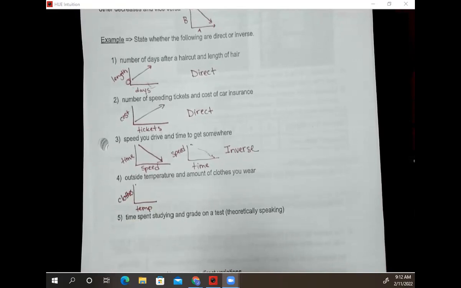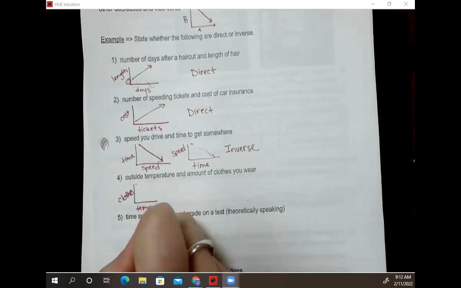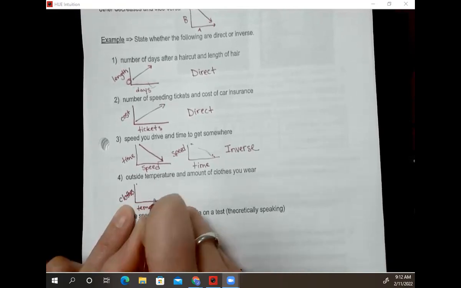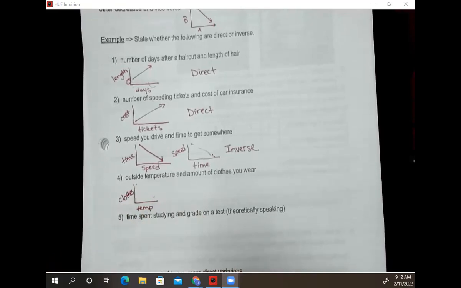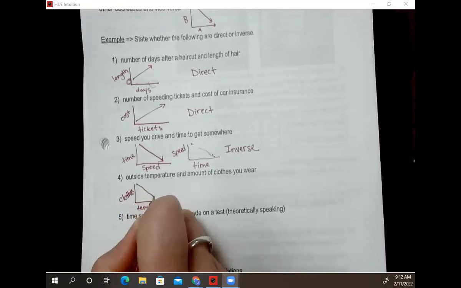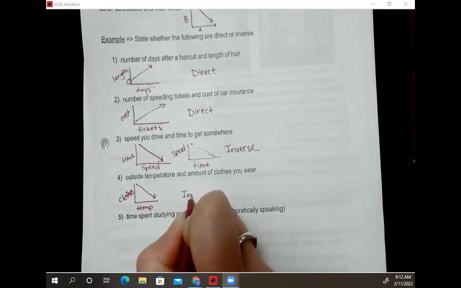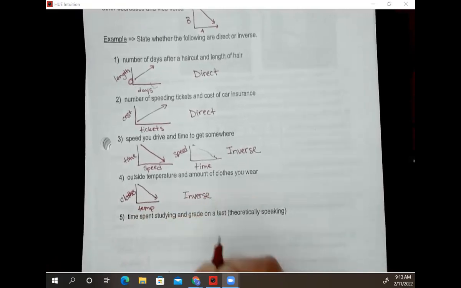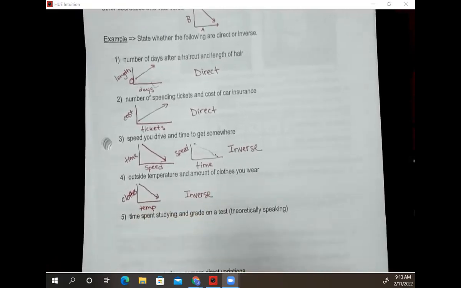Or when it's really warm outside, when we finally get to spring and summer, shorts and a t-shirt. I don't need long pants. I don't need a coat. I don't need a hat. So the warmer the temperature is, the fewer things I have to worry about bundling in to go outside. That's another example of inverse variation.